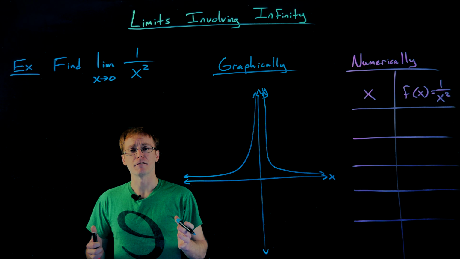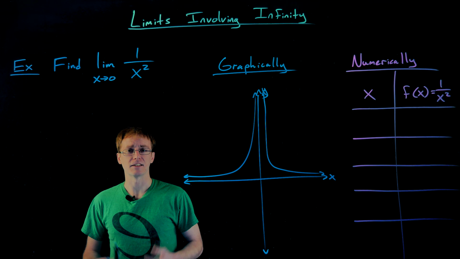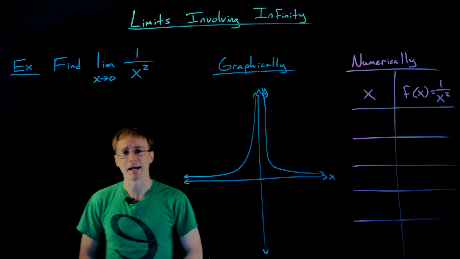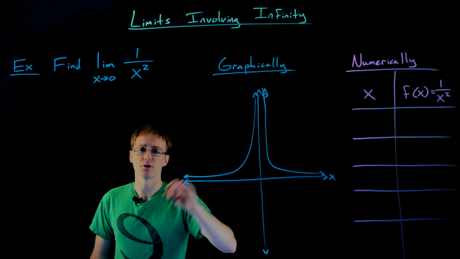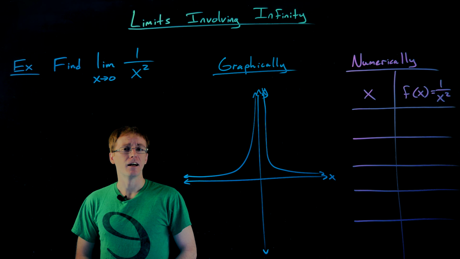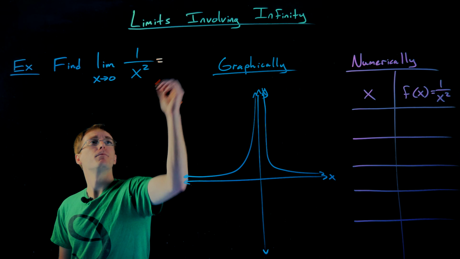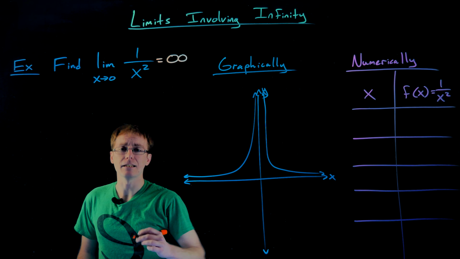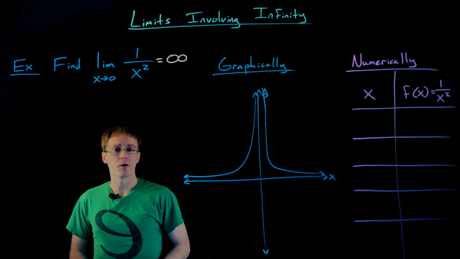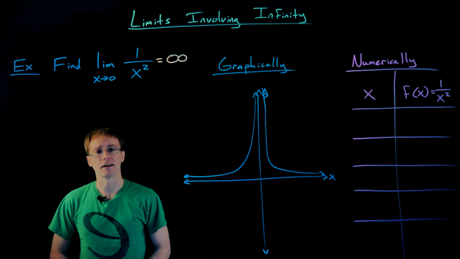And really these limits involving infinities are often used to describe those types of behaviors of our functions, these asymptotic behaviors. So we see that this function increases without bound as its input gets closer and closer to 0 on either side. And when we are in a situation like that, we say that that limit equals infinity. So here, the limit as x approaches 0 of 1 over x squared is equal to infinity. But what we mean by that is that it increases without bound. That is, the output of this function increases without bound as the input gets closer and closer to 0.